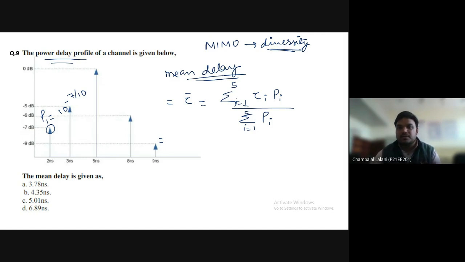Let's solve this question. Diversity was taught in the class, but it was not in much detailed way. Sir didn't told it in a detailed way.